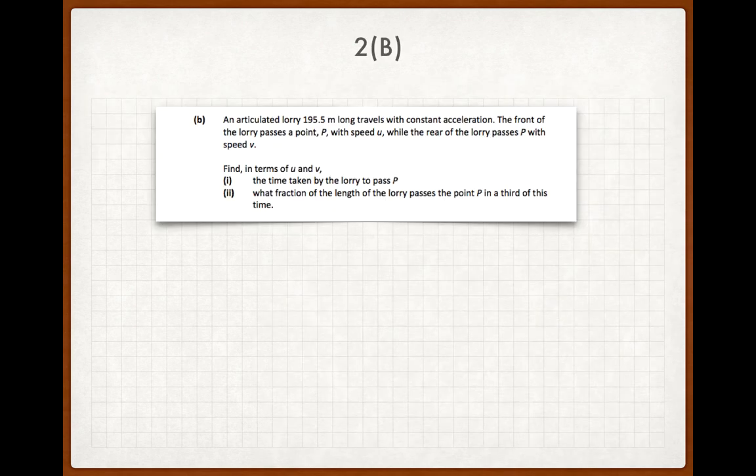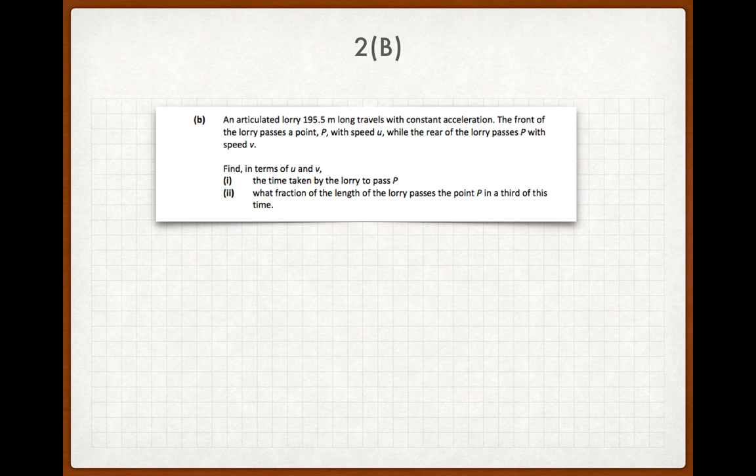Okay, 1b. 1b is phrased in a difficult manner, but it's actually a very easy question to do. We have a lorry that's that long, travelling with constant acceleration. The front of the lorry passes a point P with speed u. The rear of the lorry passes P with speed v. All they're basically saying there is the lorry travels 195 meters, and in the time that it travels 195 meters, its speed goes from u to v. That's it. Like I said, it's phrased in an unusual way.